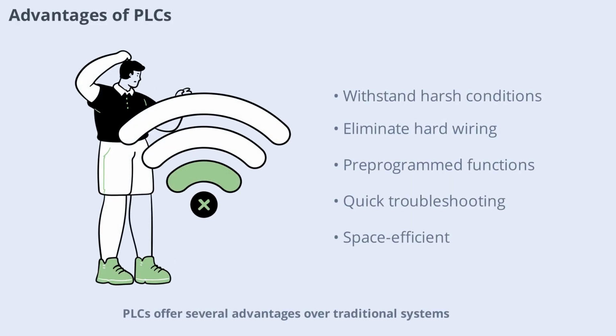PLCs offer several advantages over traditional systems. They can withstand severe conditions like dust and humidity, eliminate much of the hard wiring, and contain pre-programmed functions such as logic, timing, and counting. Error correction and troubleshooting are quick and cost-effective. PLCs are space-efficient, low-cost, and allow visual observation of operations, making them ideal for modern industry.